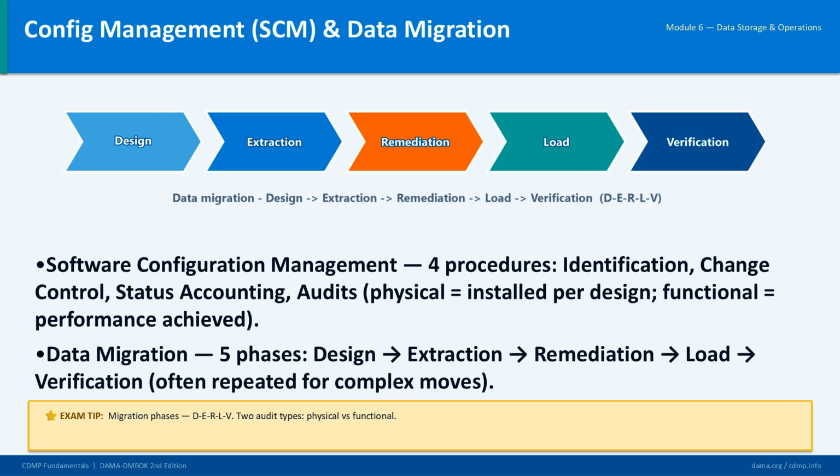Data migration, meanwhile, follows the 5 phases on screen: design, extraction, remediation, load, and verification, and these are commonly repeated several times for moderate to high complexity migrations. Remember the migration sequence, DRLV, and the 2 audit types, physical and functional.